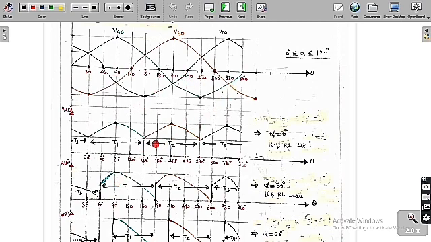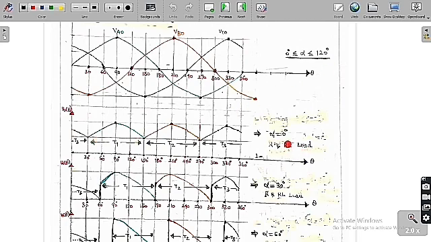So now, based on this, alpha is called the triggering angle of the thyristors. The triggering angle of the thyristors can only go from 0 degree to 120 degree. So this is the range of the thyristors.